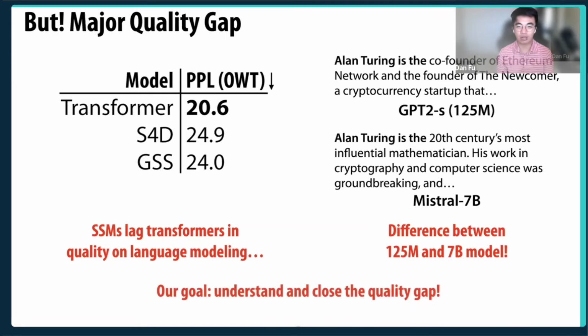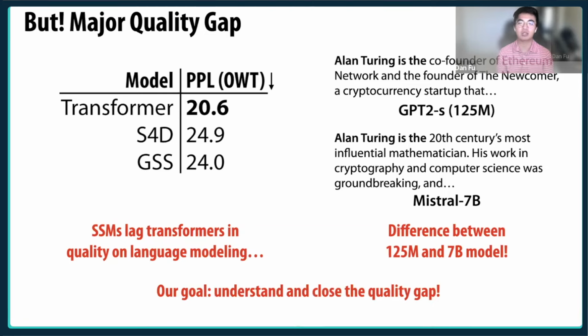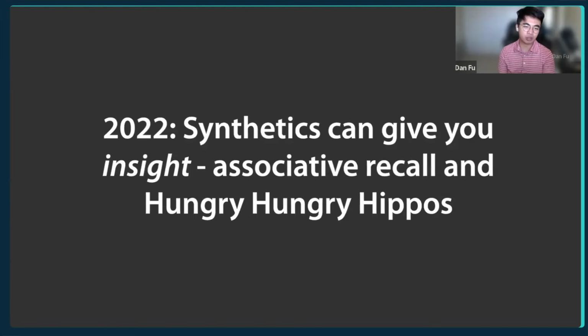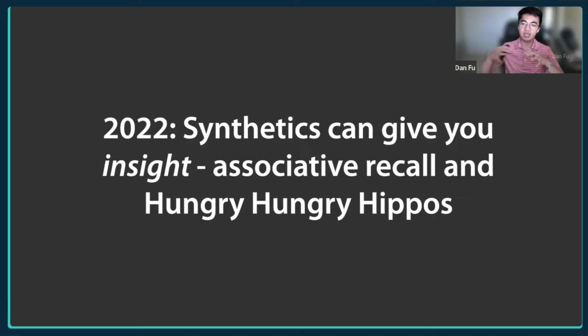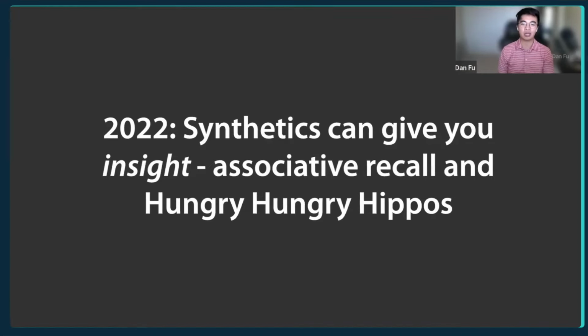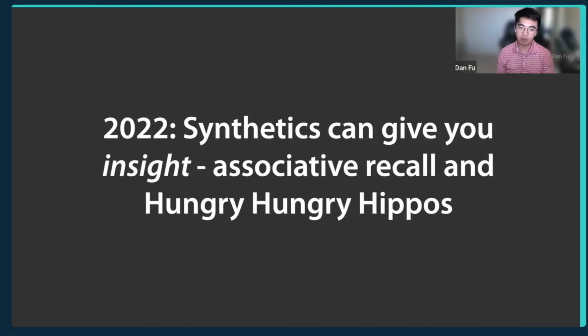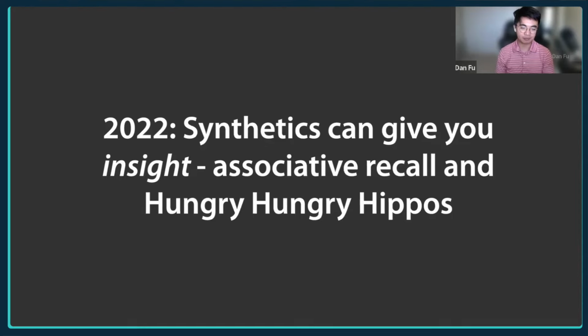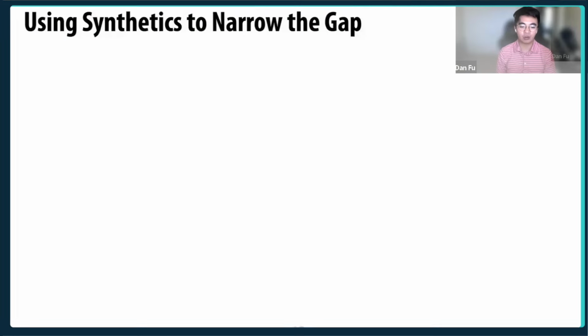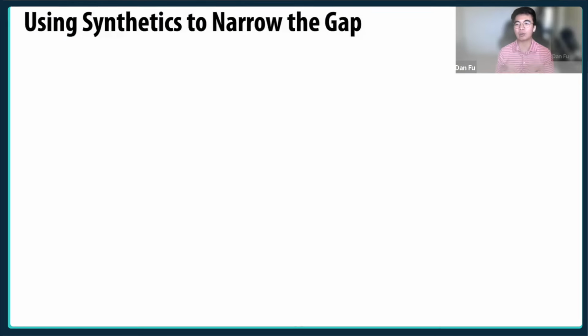So our goal was, okay, if you do this replacement, you seem to have this huge quality gap. Can we start to understand and close this quality gap? So in 2022 and into early 2023, we turned to this idea of synthetics. The basic idea was, instead of trying to understand the performance of these giant models on this really abstract task of language modeling, can you instead study a much simpler problem and use that to gain insight into the performance gap?